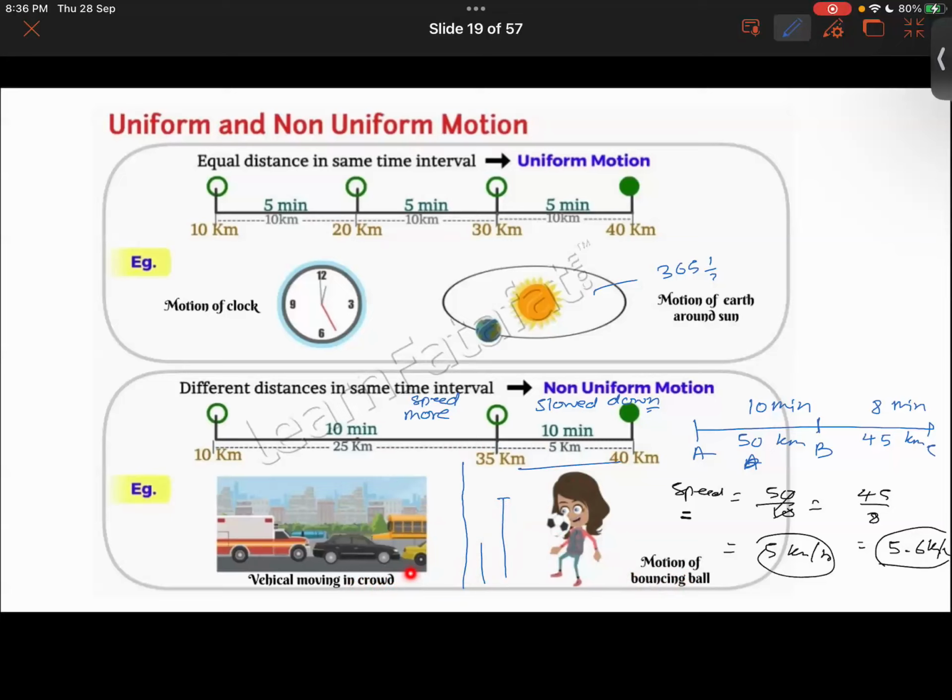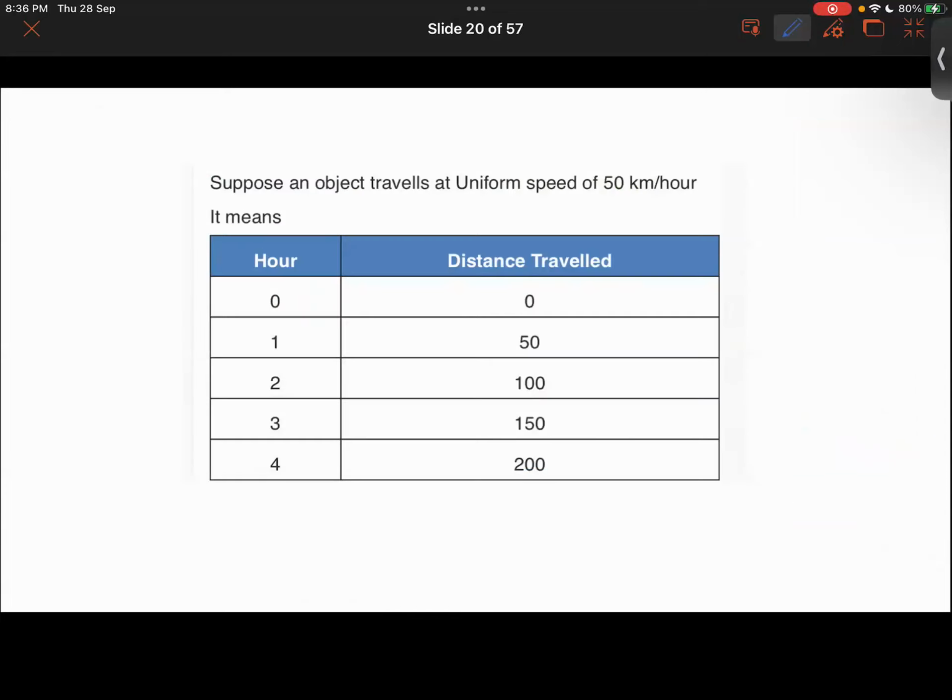As soon as the traffic disperses, the speed of the vehicle increases. As soon as the traffic is more, the speed reduces or the vehicle basically stops. So how do we represent a uniform speed using a graph? That we are going to discuss today. The time and distance are being given here. I think you are aware of graphs now. So we will try to represent the distance and time using a graph.